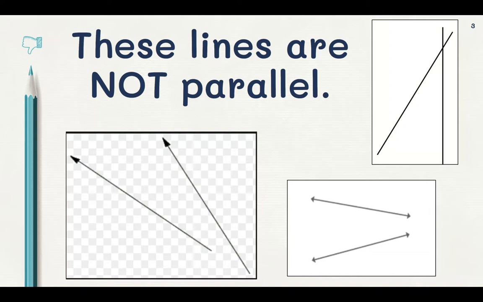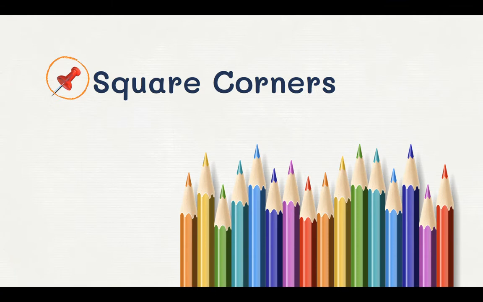Because even though they're both diagonal, they're not the same diagonal. You can see how this part is really wide, but this part is really skinny. So that tells me that these lines are not parallel because eventually they're going to touch or cross.